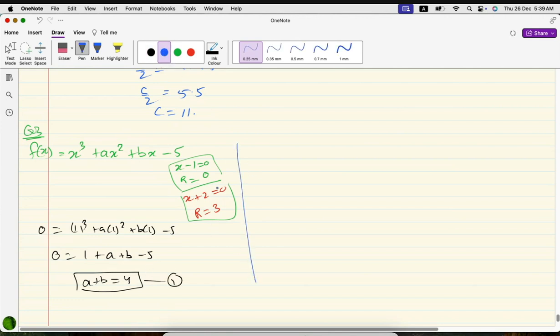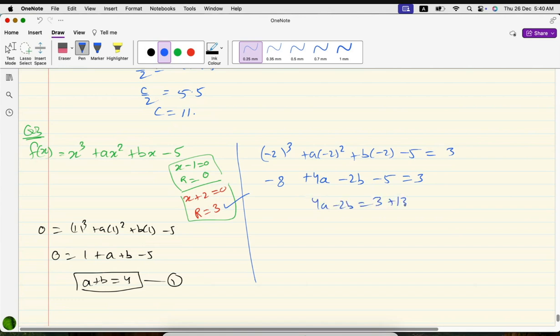For the second part, when x plus 2, x is equal to minus 2. So minus 2 cube plus a into minus 2 square plus b into minus 2 minus 5 is equal to the remainder, which is 3. Minus 8 plus 4a minus 2b minus 5 is equal to 3. 8 and 5 is 13. Minus 13 goes on the other side, becomes plus 13. 4a minus 2b is equal to 16.